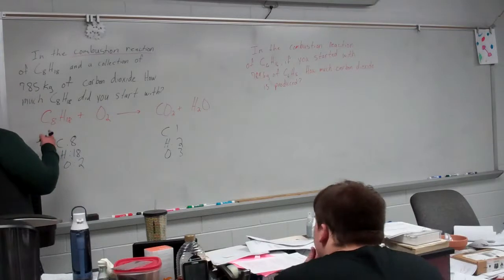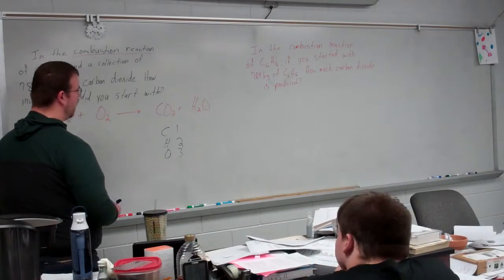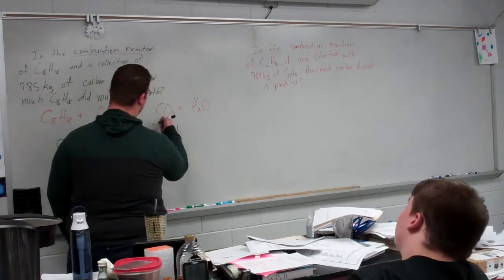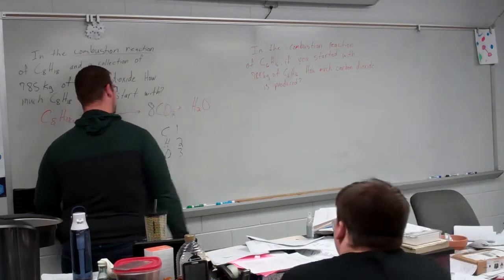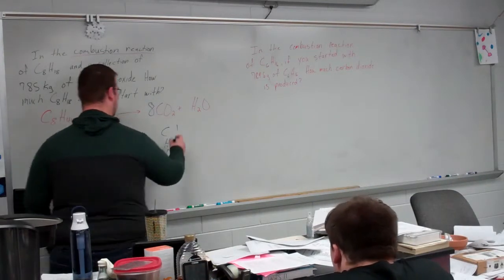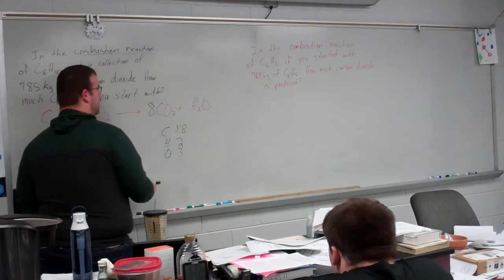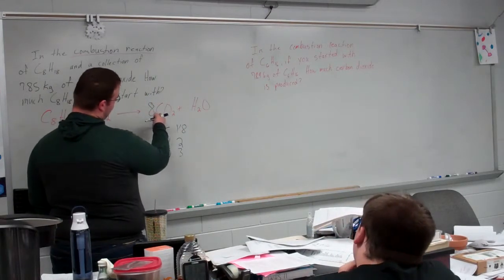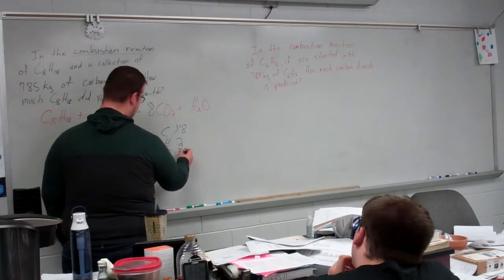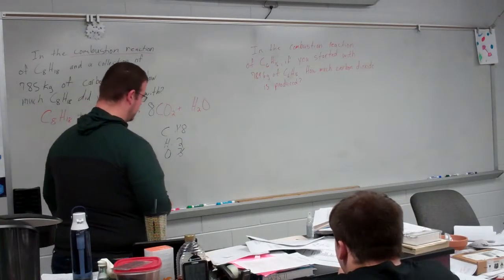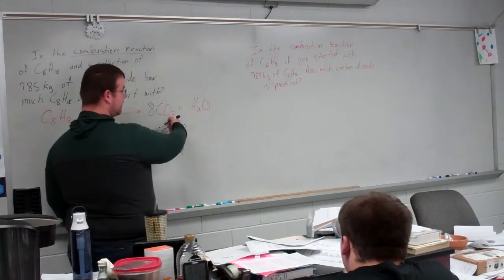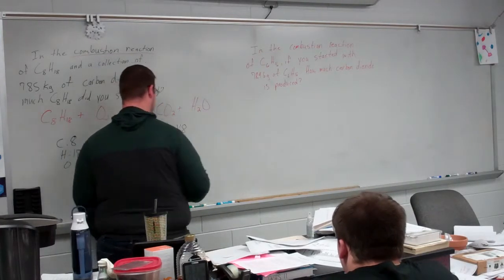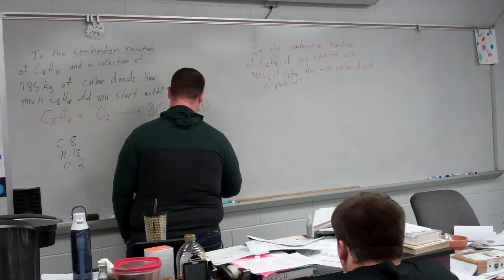So let's look. I got 8 carbons on the left, 1 carbon on the right. I got to fix that. So how can I get 8 carbons? Find the carbon. There's a 1. Means if I do 8, it'd be 8 times 1, which would give me 8 carbons. But since I stuck the 8 in front of carbon dioxide, it also changed my oxygens. So I now have 8 times 2, which is 16, plus 1 oxygen, which is 17.